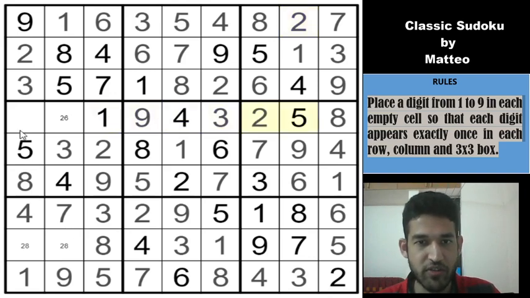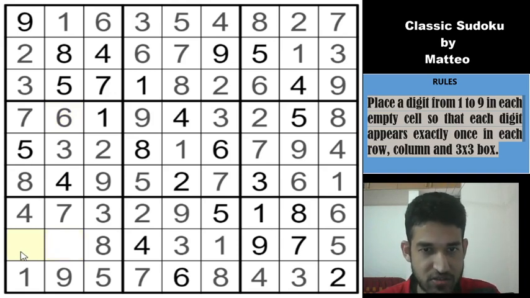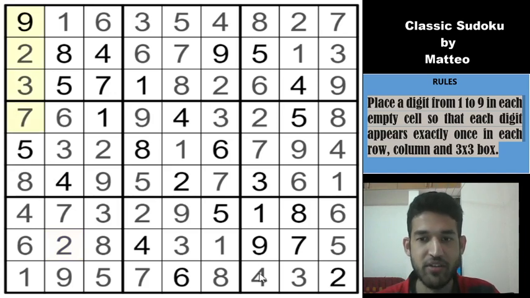1, 3, 4, 9, 2, 5, 8. So remaining digits must be 6, 7, 7. So 7 is here. So this must be 7, this must be 6, and this must be a 6. Oh wait, I have marked 2 8 pair here, right? That is wrong. So this must be 6 and this must be 2. And with that we have completed this classic Sudoku by Matteo.